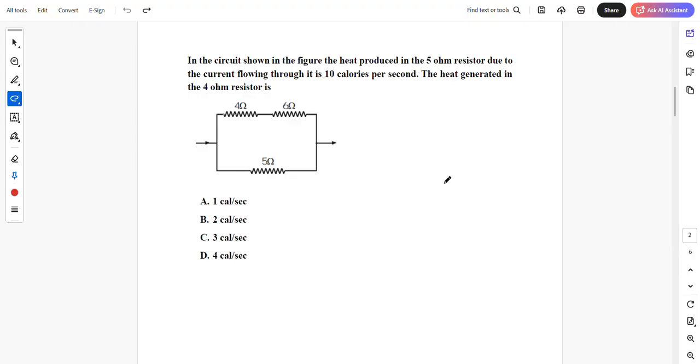It says: in the circuit shown in the figure, the heat produced in the 5 ohm resistor. Where is the 5 ohm resistor? This one. Due to the current flowing through it, the heat is 10 calories per second. What is the power dissipation? In the 5 ohm resistor they have given 10 calories per second, right?